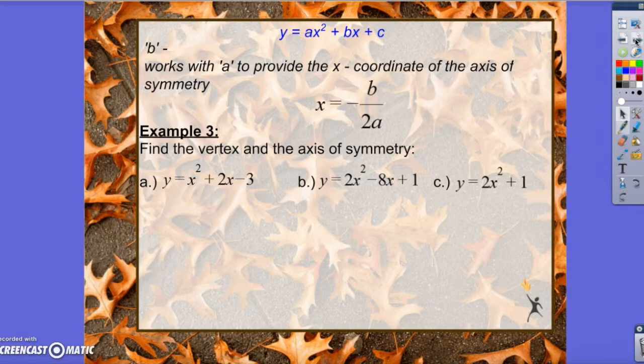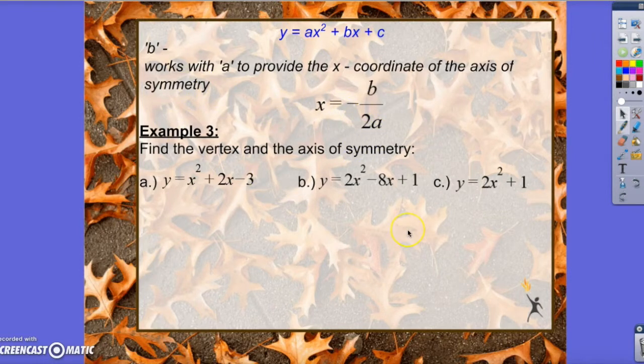Now, we mentioned what happens with b. All right, here's our standard form. And once again, don't forget, a is in front of x squared, b is in front of the x, c is the number by itself, a constant. So let's talk about b. B works with a to provide the x-coordinate of the axis of symmetry. We're going to use the formula x equals negative b over 2a.